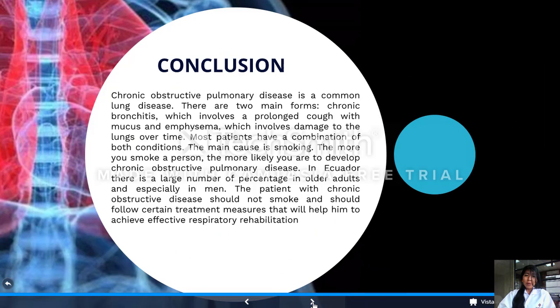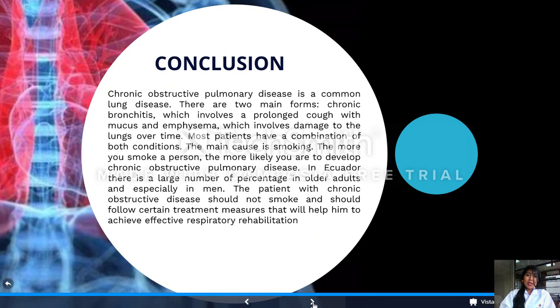Conclusion: chronic obstructive pulmonary disease is a common lung disease. There are two main forms: chronic bronchitis, which involves a prolonged cough with mucus, and emphysema, which involves damage to the lungs over time. Most patients have a combination of both conditions.